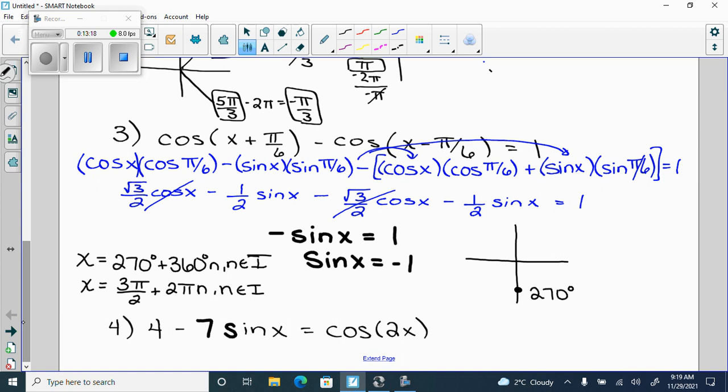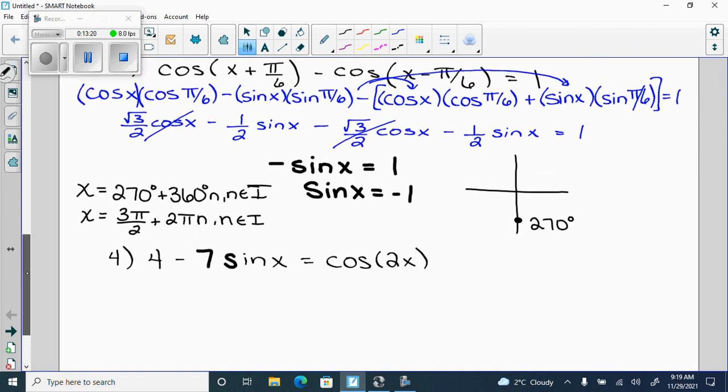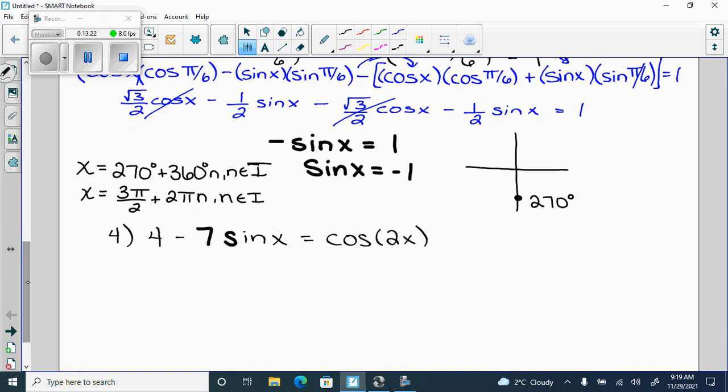Then the one that I really wrote wrong. Okay. So this one we have to replace the cos 2x with these. Yeah, 1 minus 2 sine squared x. We have to pick the sine one because we have a sine sitting here. So I'm going to move them over so I get a positive. So I'm going to get 2 sine squared x minus 7 sine x, and then I'm going to minus the 1, which is a plus 3.